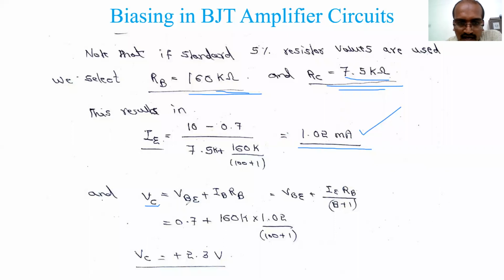It is VBE plus IBRB, so VBE plus IE RB by (beta plus 1). I will substitute the values here the same, so I will get 2.3 volt. It is not changing, so then I can use this value. Whatever value you take, you can cross verify using the same equation. If it is coming with too many changes, don't go for that value. So this is the analysis part, that's why I'm considering this.